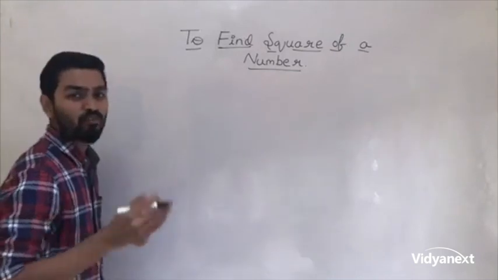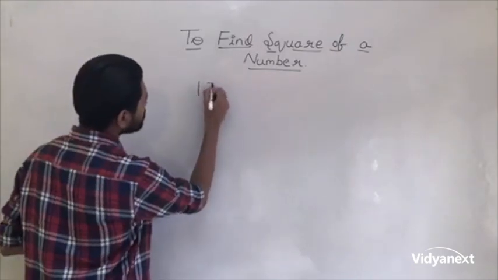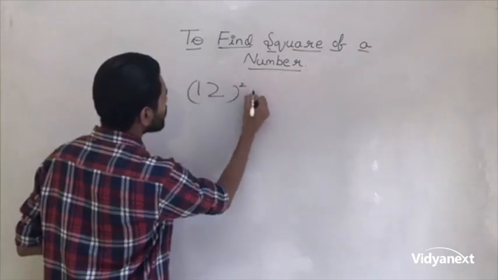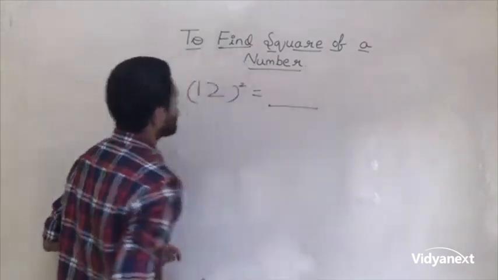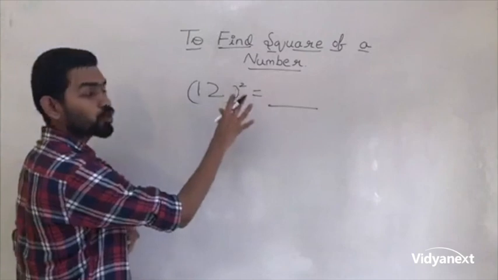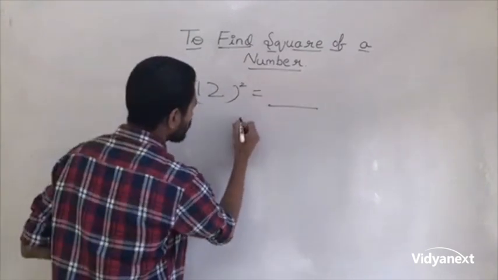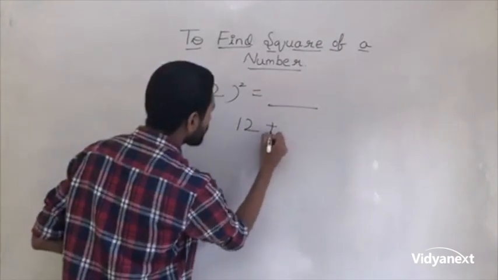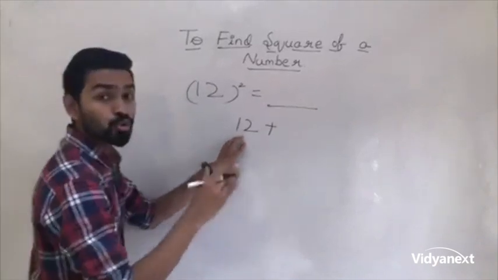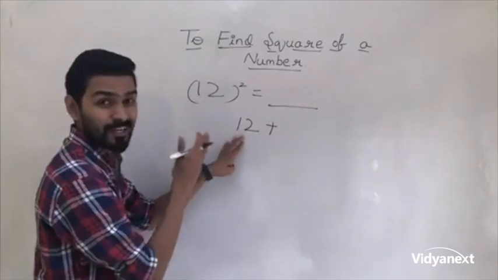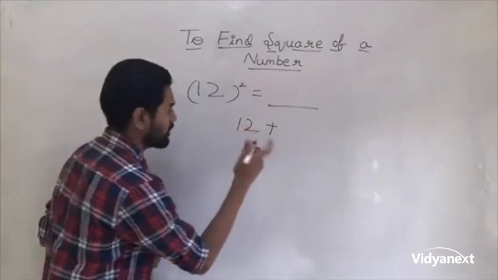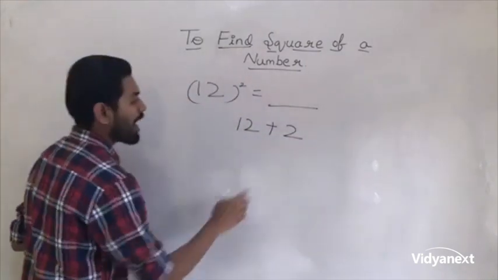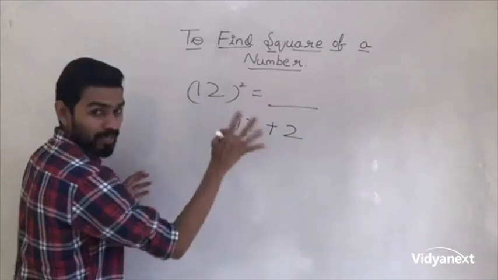Let me take an example of 12 square. Let us see what is the value of 12 square. Now 12 is closer to the base 10. So first let us write 12. Now 12 is 2 more than our selected base, that is 10. So write 2, as it is more than 10, which is our selected base.